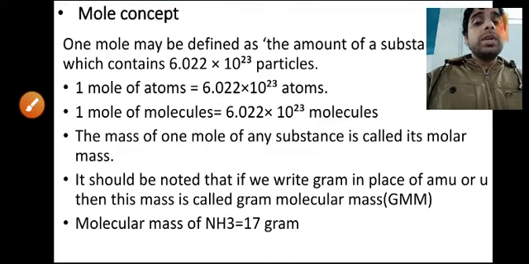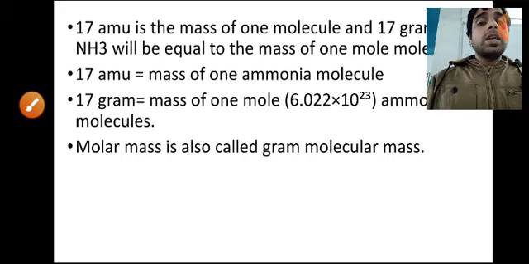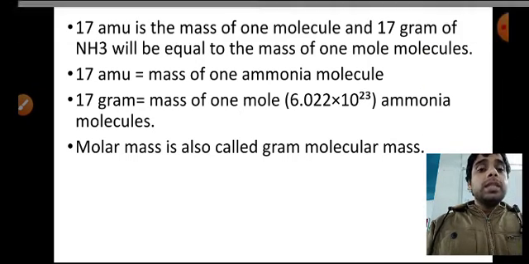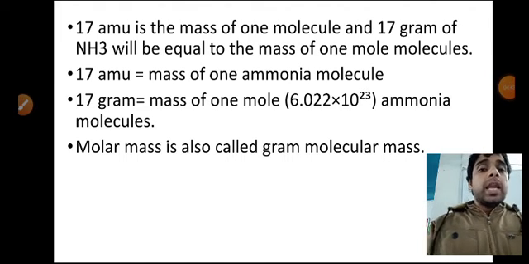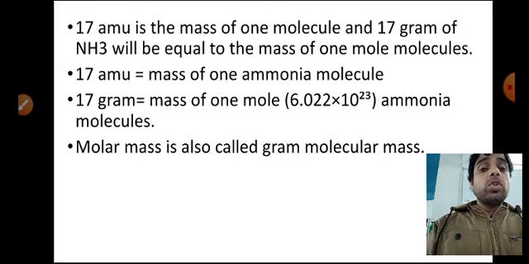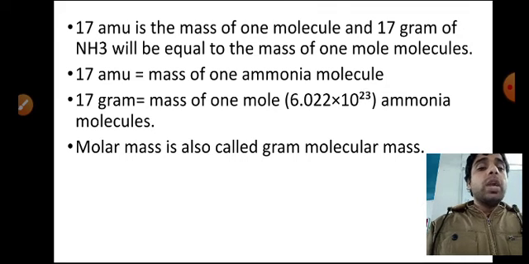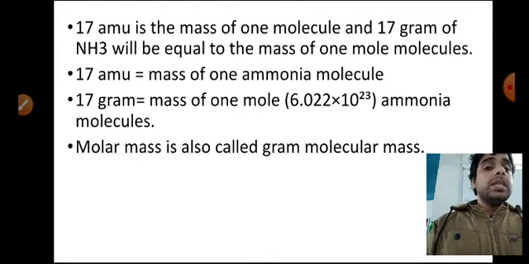So you have seen that the molecular mass of NH3 is 17 grams. Now you can see it is written 17 AMU. What is AMU? AMU is the atomic mass unit. 17 AMU is the mass of 1 molecule, and 17 grams of NH3 is equal to the mass of 1 mole of molecules. That means 1 mole of ammonia has a mass of 17 grams, while 1 molecule has 17 AMU.